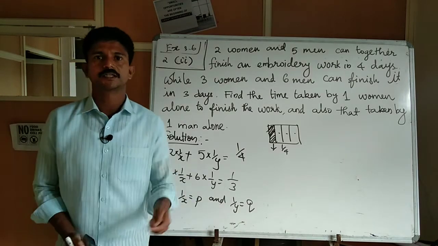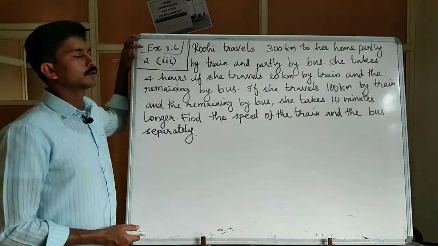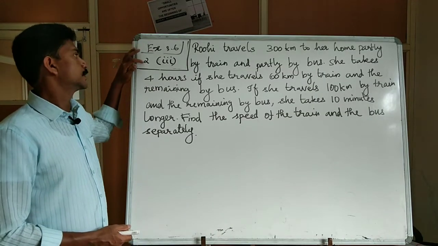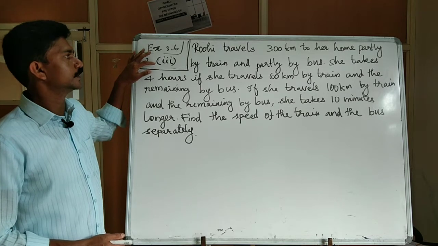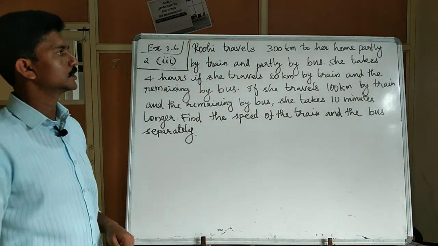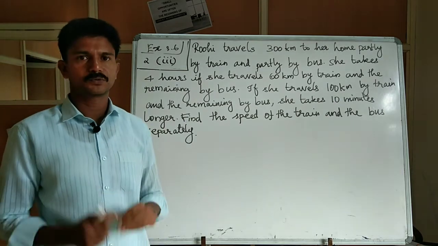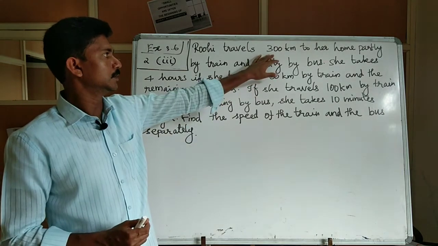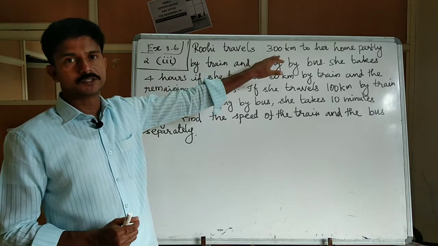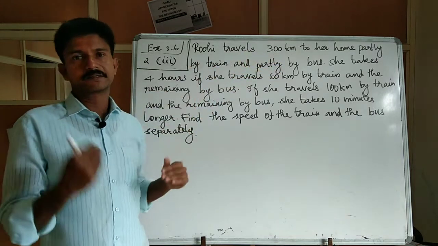Okay. Let us see the next question. Exercise 3.6, question number 2, Roman letter 3. We are saying Ruhi travels 300 kilometers to her home partly by train and partly by bus.